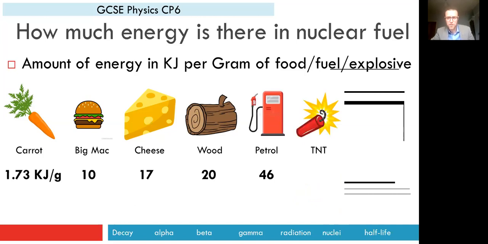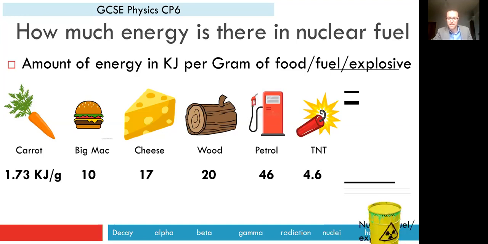TNT is a common explosive. I was very surprised by this. I was researching this and wanted to know how much energy there is in TNT. It's tiny, 4.6 kilojoules per gram. So the amount of energy per gram of TNT is very small. However, it's released very, very fast. And that's what makes TNT a fantastic explosive.